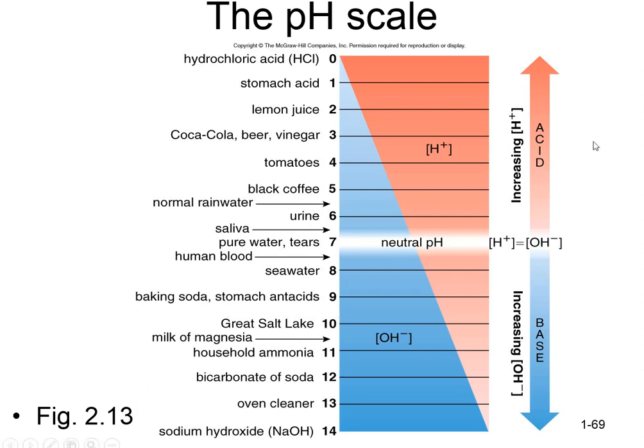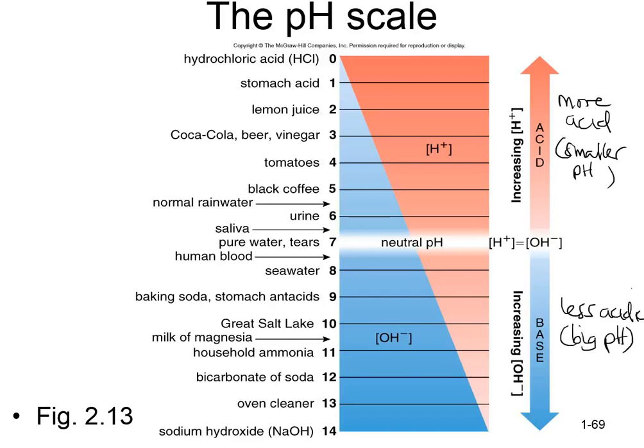Oh, I forgot this part. So this is just the pH scale, and you need to learn how to use it. The more acidic, the smaller the pH. Less acidic, which is basic, means bigger pH. And if you have questions about this, you can ask. I think this is where we end our lesson.